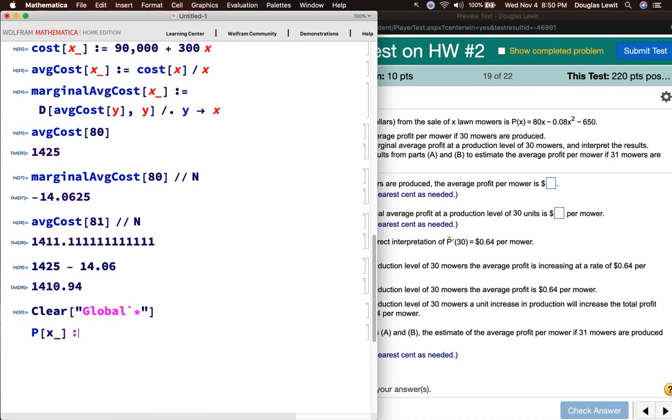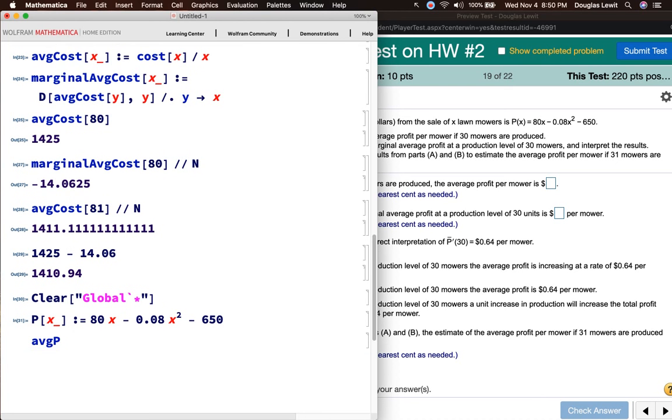My profit function is given by 80 times x minus 0.08 times x squared, or I can do control 6. That makes it look a little bit nicer, the way it looks in a mathematics textbook, minus 650. The average profit is simply going to be the profit divided by x. Remember, that's control divide by on your computer's keyboard. Shift enter.